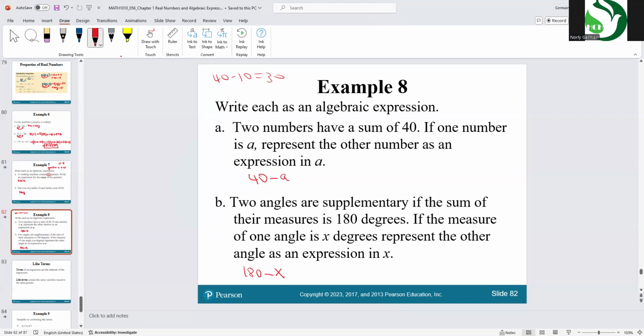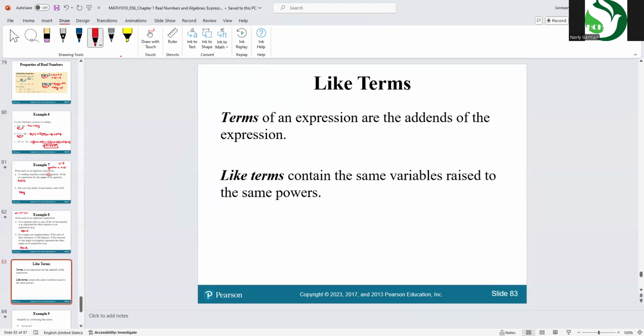Another objective to pursue in this section is to simplify algebraic expressions. To simplify algebraic expressions, you need to understand like terms. Terms of an expression are the addends of the expression. Like terms contain the same variables. Let's say I have 2x plus 5 times (x minus 1).